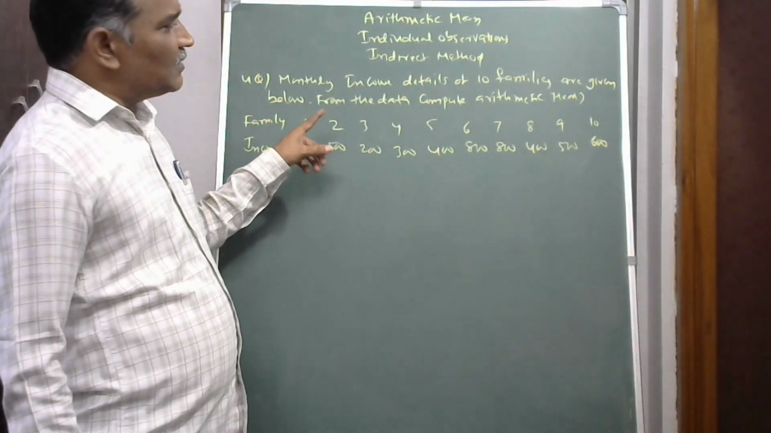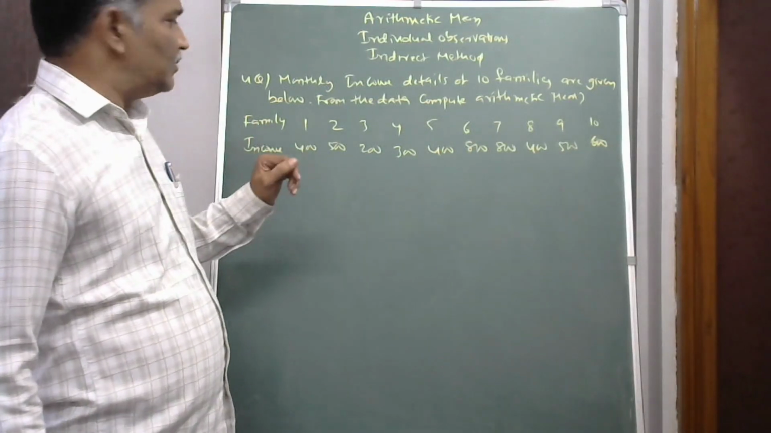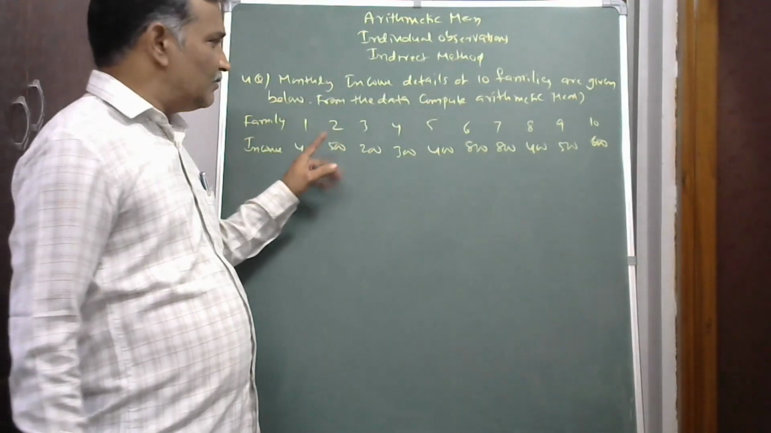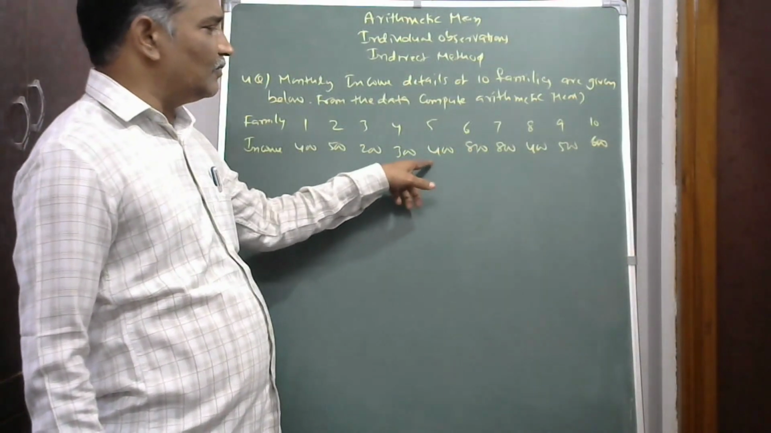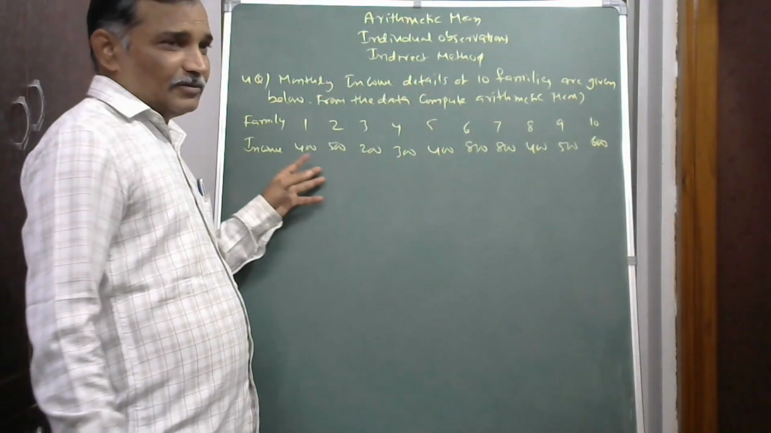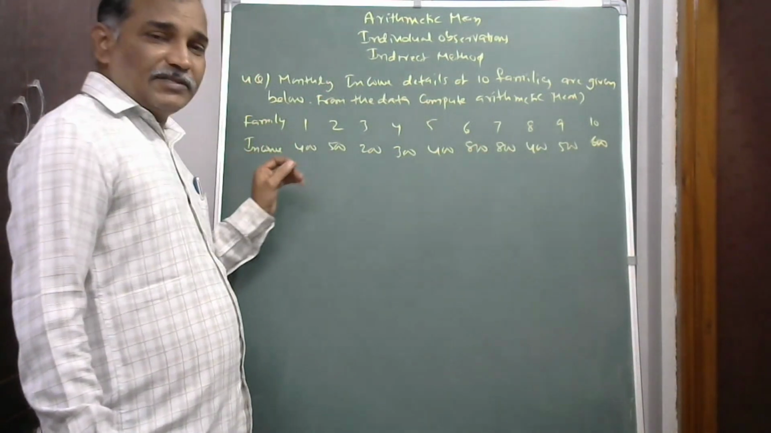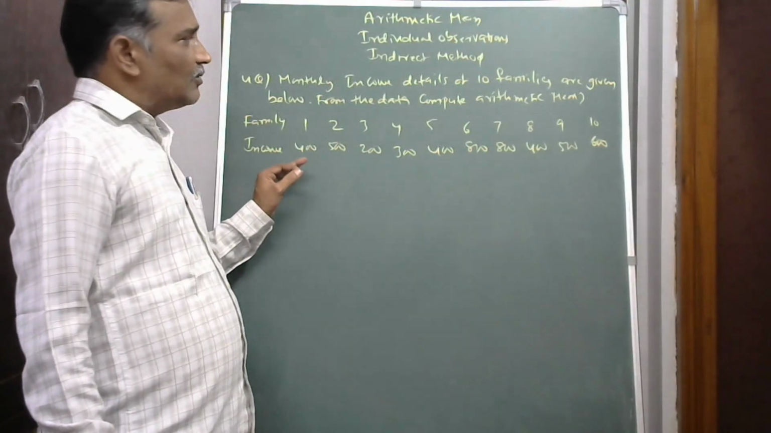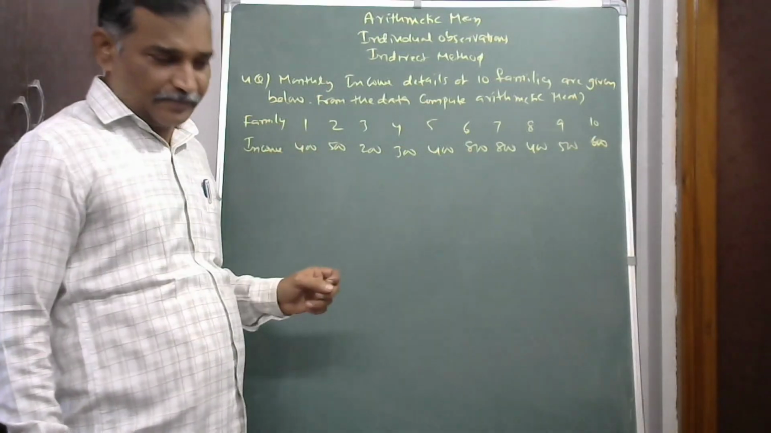Monthly income details of 10 families are given below. From the data, compute the arithmetic mean. Family numbers are given 1, 2, 3, 4. Income is given 400, 500, 200, 300, 400, 800, 800. So it may be in rupees. So from this data we have to calculate the arithmetic mean by the individual observations indirect method.